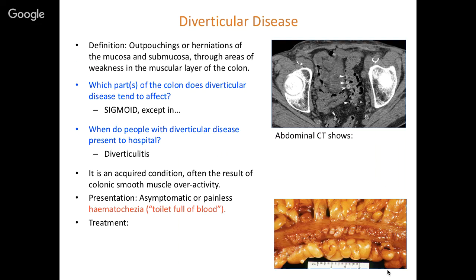Presentation can be asymptomatic or painless haematochezia. They often say, oh, the toilet bowl was full of blood. Realistically, they probably didn't defecate that amount of blood, it was probably just a few drops of blood that stained the whole toilet bowl. But that's generally the presentation. Generally larger volumes with diverticular disease.